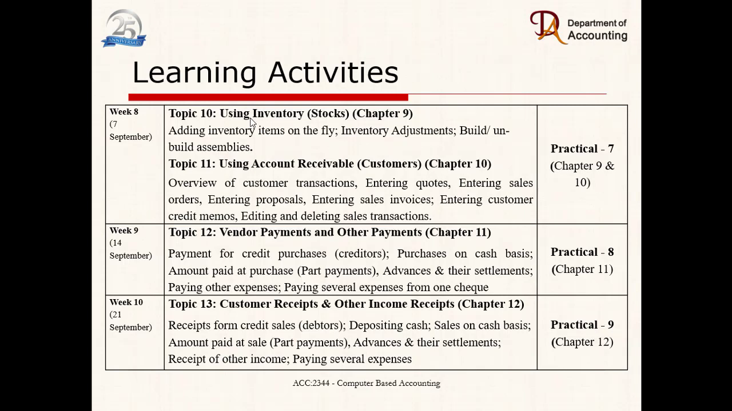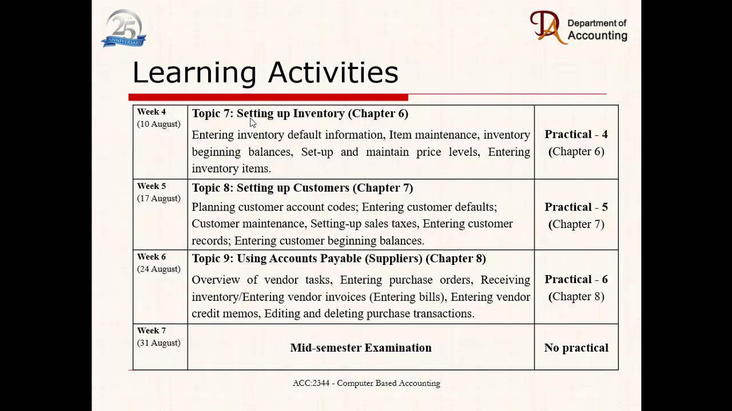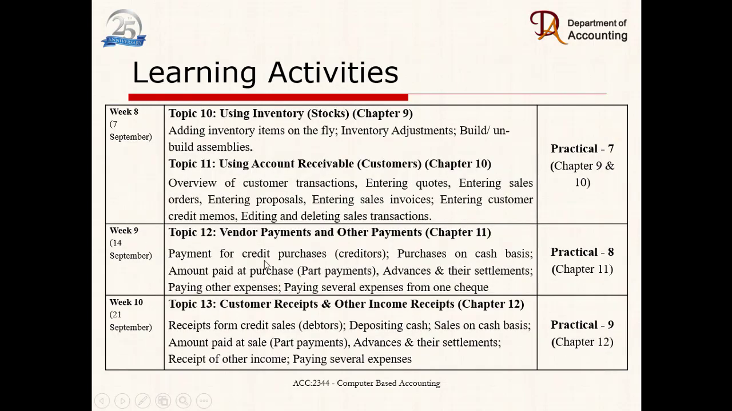Then in week 9 we'll be discussing vendor payments and other payments. In the previous instance we discussed accounts payable, and we stopped at the point of entering the invoices, entering the debit notes, and editing and deleting transactions. We haven't discussed the payment for these purchases. We have done that intentionally, because at a later point in time we discuss that in vendor payments, right? In week 9, we are going to discuss the payment for credit purchases.